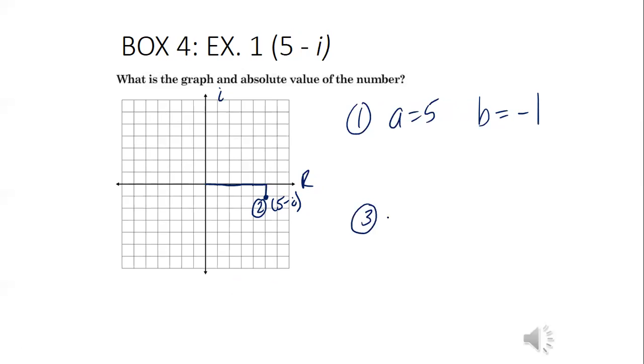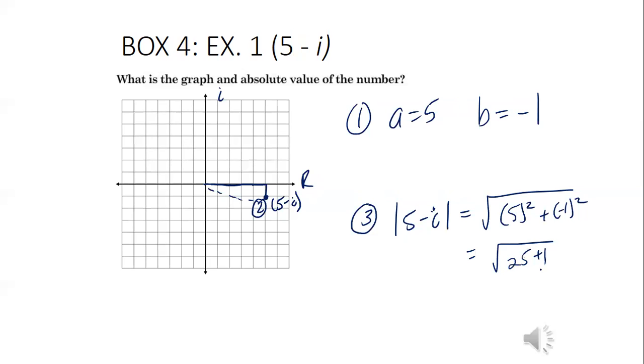Then it asks, what's the absolute value of 5 minus i? So how far is it from the origin? So we have 5 squared plus -1 squared, and that gives me 25 plus 1, which equals the square root of 26.